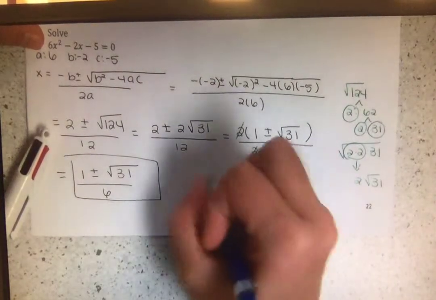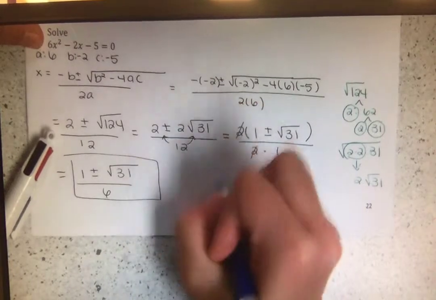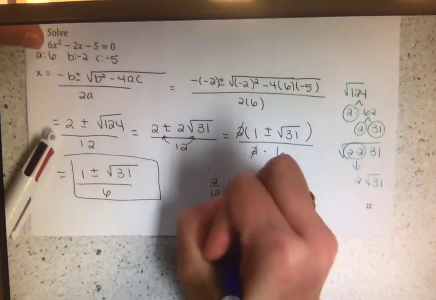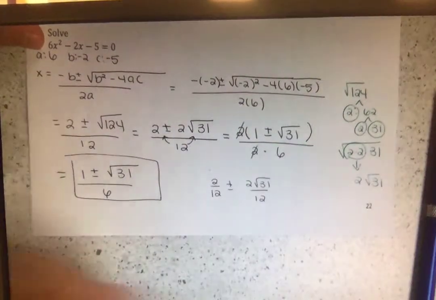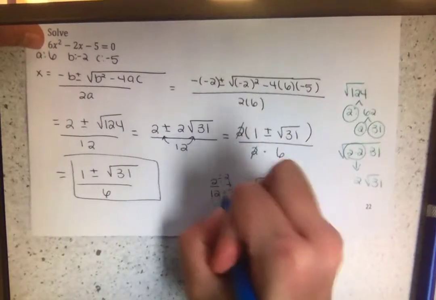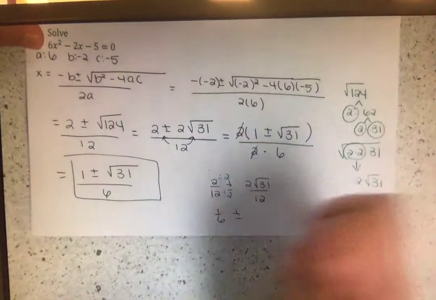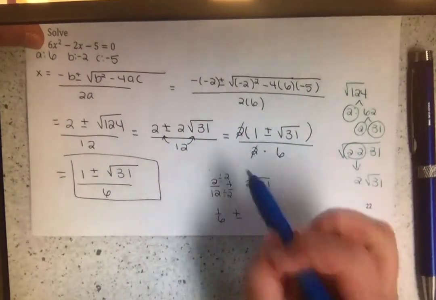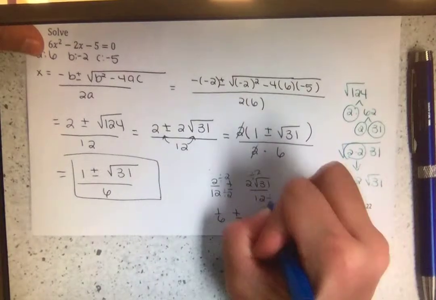One more way to think about it, if we have 2 over 12 plus or minus 2 square root of 31 over 12. So simplifying each one separately, 2 divided by 12, they both have a 2 in common. I can divide that out. We're left over with 1 over 6. Plus or minus, 2 and 12 are like terms. They're outside of the radical, just numbers. They also have a 2 in common.